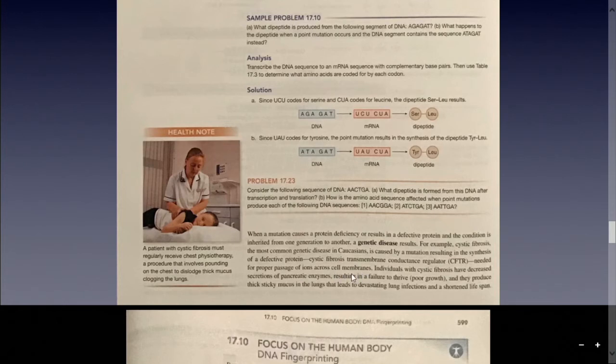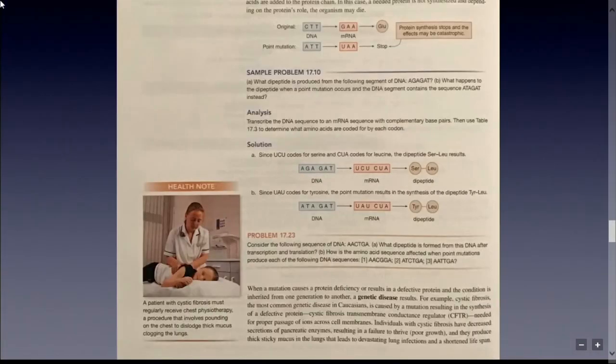Well, that's going to be a big deal, because pretty much every chemical reaction in the body is dependent on the movement or the passage of ions across cell membranes. So that could have thousands of symptoms, I would think. But one of the ones that stands out with individuals that have cystic fibrosis and don't have that regulatory protein is they end up with thick mucus in their lungs, and it has to be pounded off. You can see this patient is receiving chest physiotherapy that involves pounding on the chest to dislodge the thick mucus that is clogging the lungs. Again, it has to do with ultimately the inability to move ions across cell membranes, but there are going to be other things too, like individuals with cystic fibrosis having decreased secretions of pancreatic enzymes, resulting in a failure to thrive or poor growth. And so there you go. That's all they say about mutations.